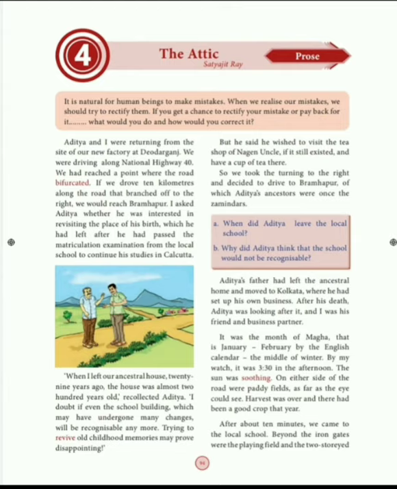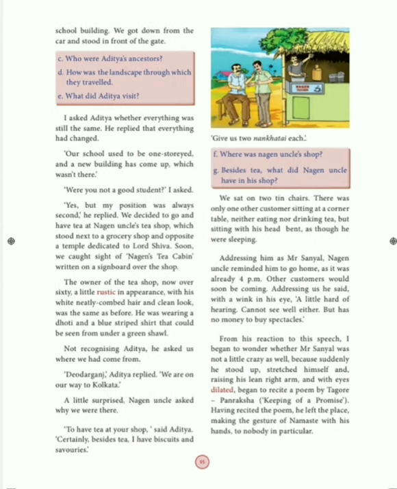Beyond the iron gates, there were playing fields and a two-storied school building. They got down from the car and stood in front of the gate. Aditya and Satyajit Ray, in front of the iron gate, were looking inside. It was the school where Aditya studied 29 years ago.